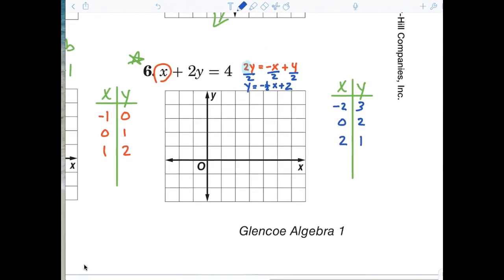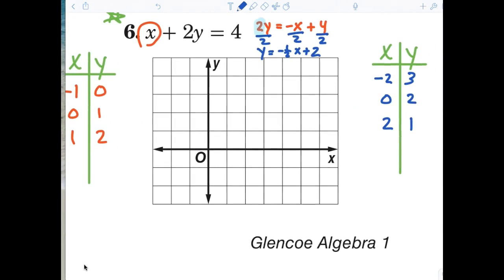All right, so now everybody's got to plot those points. Negative 2, 3; 0, 2; 2, 1. And again, we'll try to get this line drawn. As usual, perfection. Now again, Notability is awesome for this, guys. Awesome for the graphic. All right, yes ma'am.